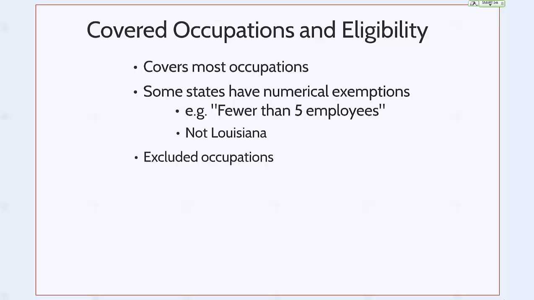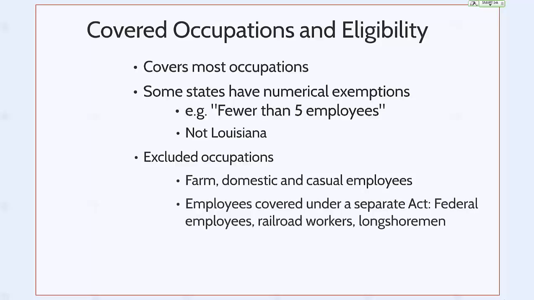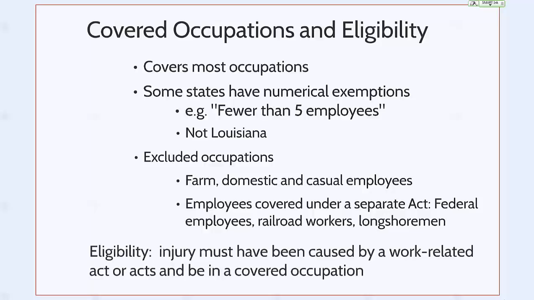Excluded occupations, though, include farm, domestic, and casual employees, and employees that are covered under a separate act, such as federal employees, railroad workers, and longshoremen. The only requirement for eligibility, then, is that the injury must have been caused by a work-related act or acts and be in a covered occupation.